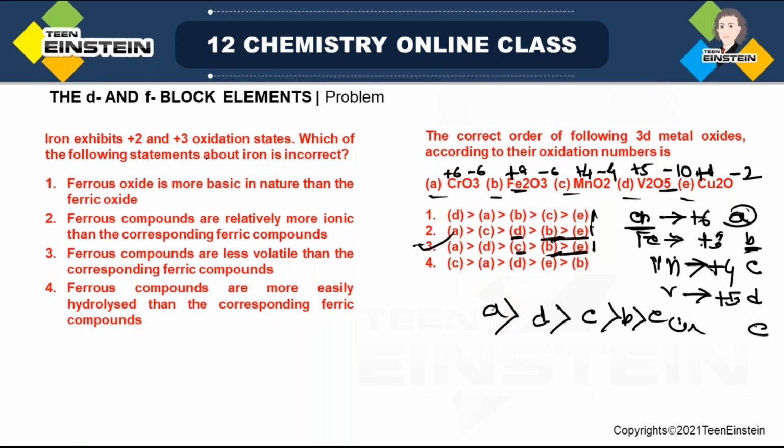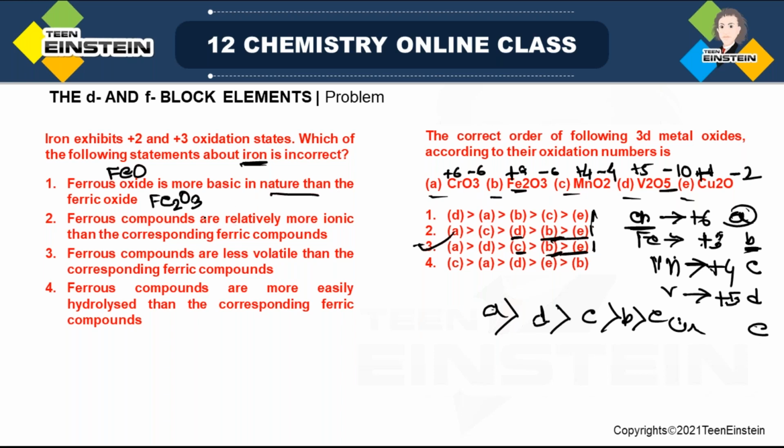Second question. Iron exhibits +2 and +3 oxidation states. Which of the following statements about iron is incorrect? There are a total of 4 statements. All these statements are related to iron. One of these 4 statements is wrong, that we have to find. The first statement is saying ferrous oxide is more basic in nature than ferric oxide. So ferrous oxide means the oxidation state of iron will be 2, so the formula is FeO. But for ferric oxide it is Fe2O3.